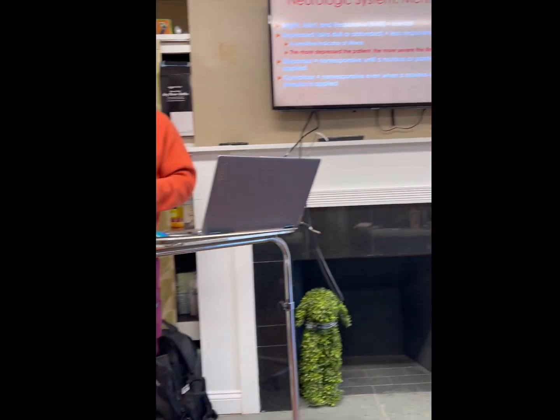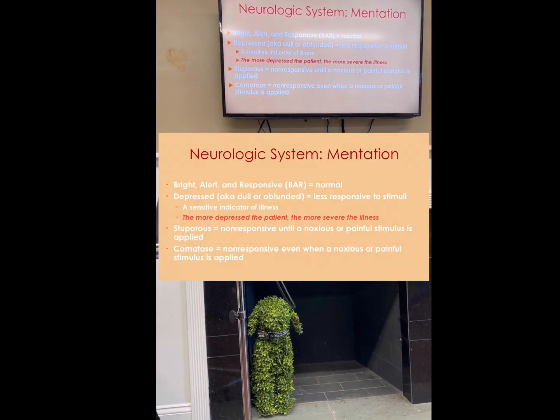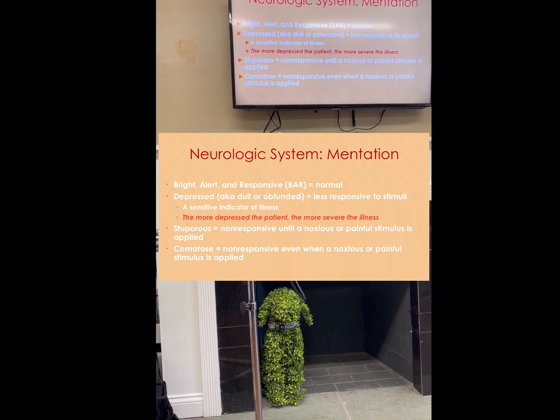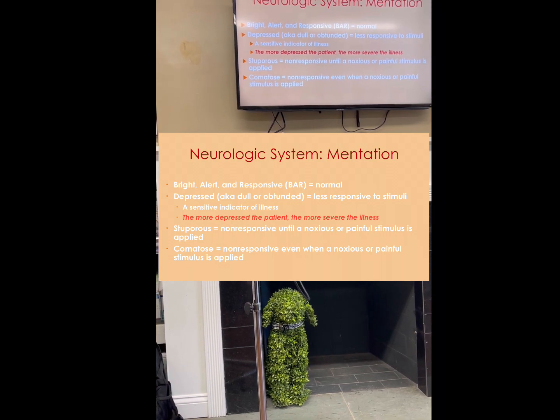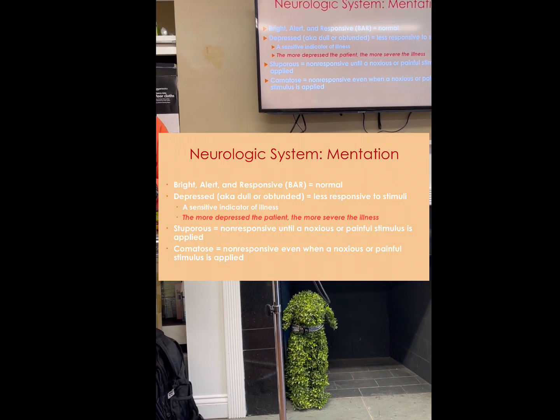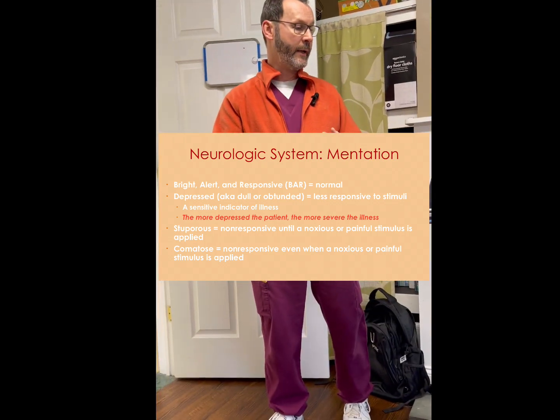So mentation. Remember that when we talk about mentation, there are 4 levels of mentation. Bright and alert, which is obviously normal. Then you have depressed, dull, and obtunded. If you hear dull or obtunded, that means the same thing as depressed, okay? Now, this one is something that I really focus on, and especially over the phone or when I'm not sure, it helps me to assess how critical a patient is when all else is in doubt.